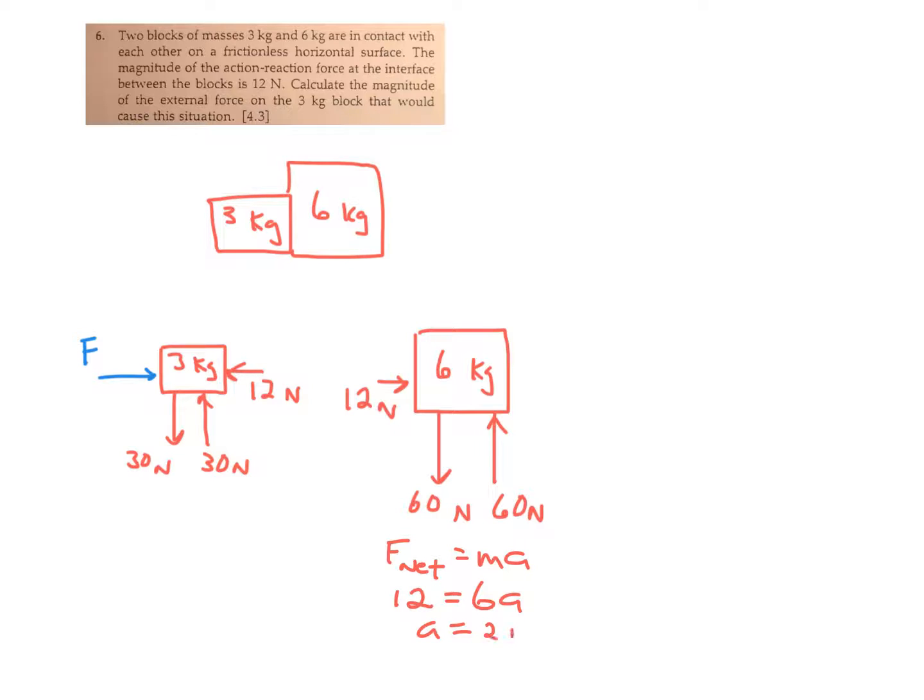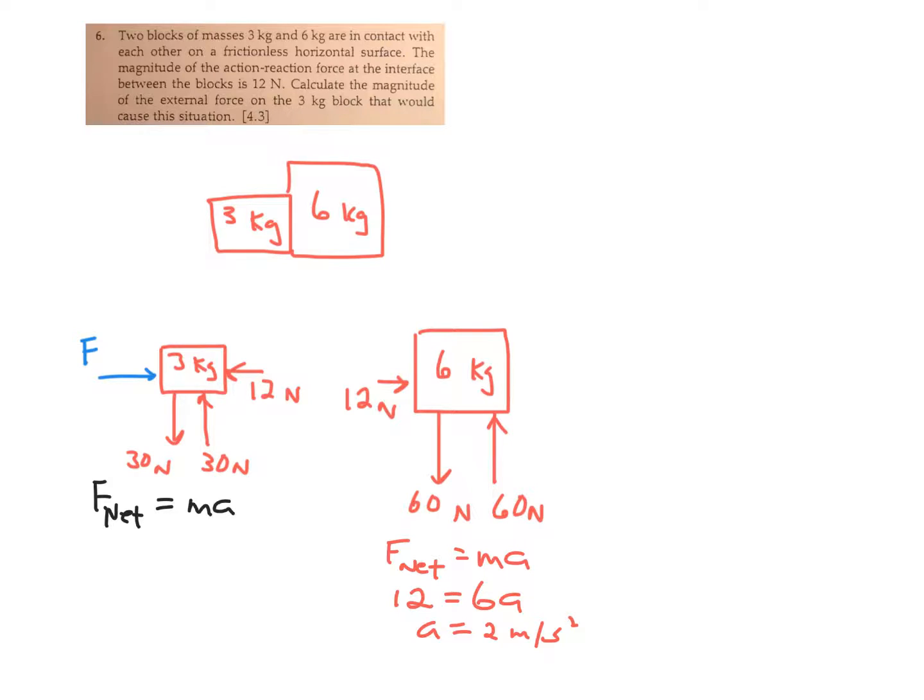per second squared. So that's the acceleration of the big block, but it's also the exact same acceleration of the small block because they're both moving, accelerating together. So that's why it's easier to start with that block and then apply F net equals ma to the small block. I'll do that in black. F net equals ma.